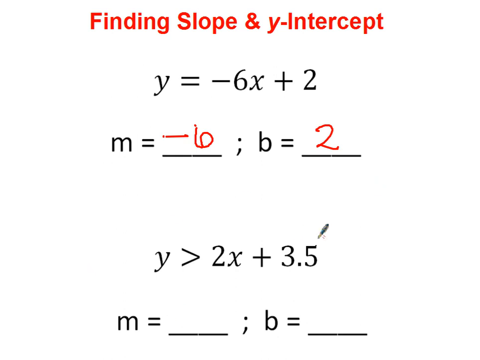For our second inequality that I have here, y is greater than 2x plus 3.5. Our slope is the coefficient of the linear term, so 2. And our y-intercept is the constant, which is 3.5.